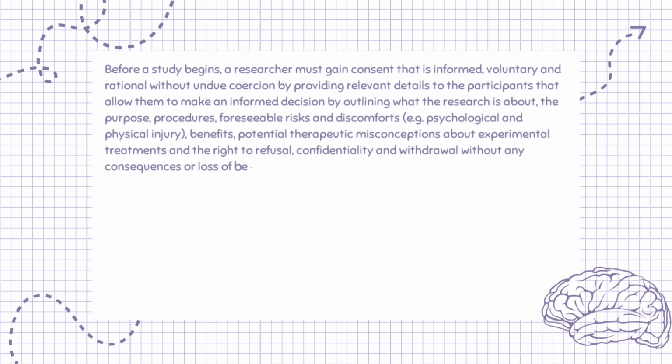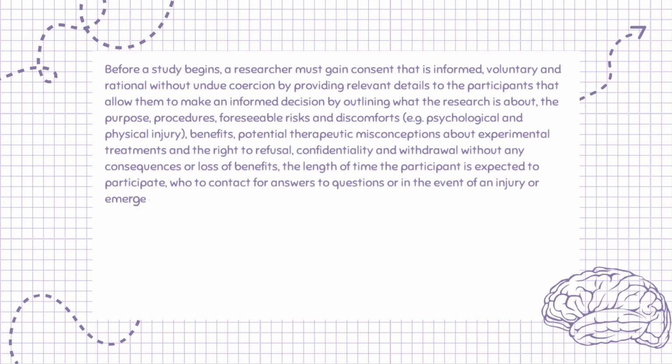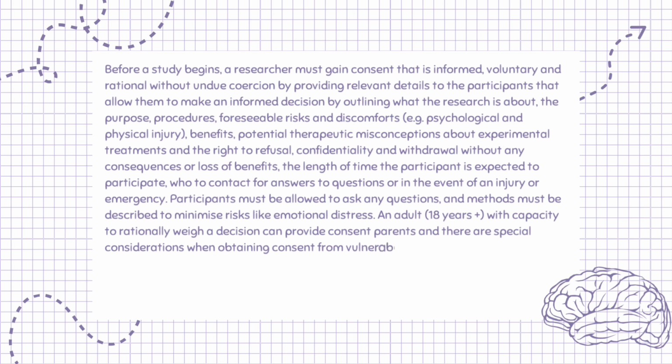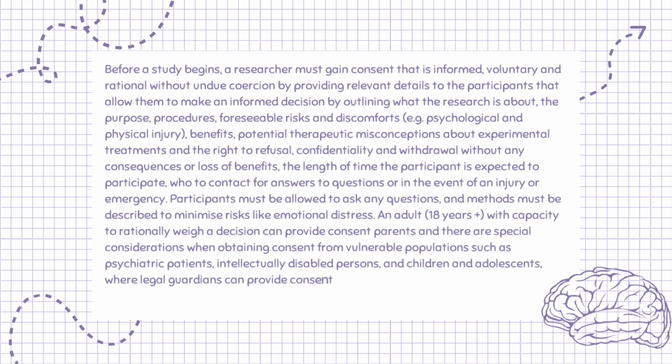any consequences or loss of benefits, the length of time the participant is expected to participate, who to contact for answers to questions or in the event of an injury or emergency. Participants must be allowed to ask any questions, and methods must be described to minimize risks like emotional distress. An adult, 18 years plus, with capacity to rationally weigh a decision can provide consent. There are special considerations when obtaining consent from vulnerable populations such as psychiatric patients, intellectually disabled persons, and children and adolescents, where legal guardians can provide consent. Investigators should tailor the consent language and the process appropriately for the study population.